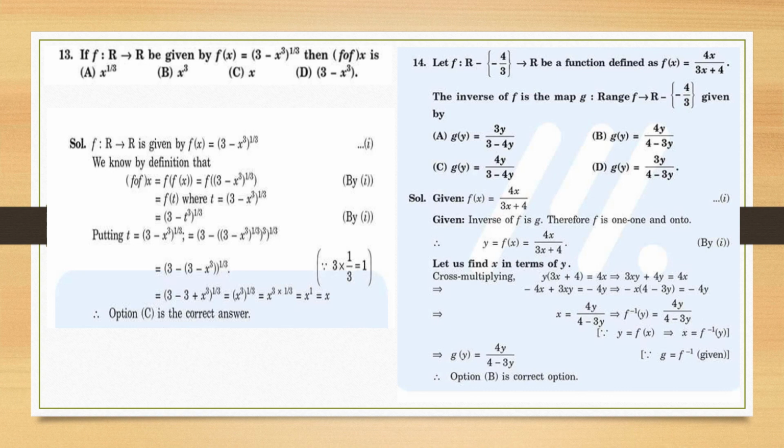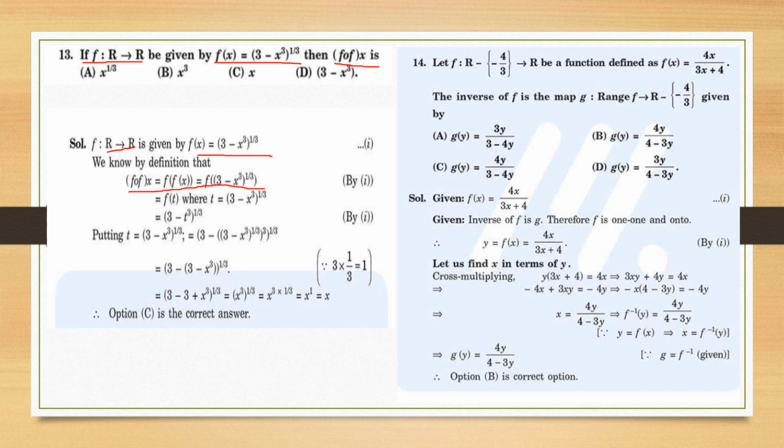Question number 13: f mapping from R to R, given by the function f(x) equal to (3 minus x cube) raised to power 1 by 3. You have to find f of f(x). Okay, so out of these 4 options, one is true. So here the function is mapping from R to R. The function is given by (3 minus x cube) raised to power 1 by 3. So I have to find f of f(x).